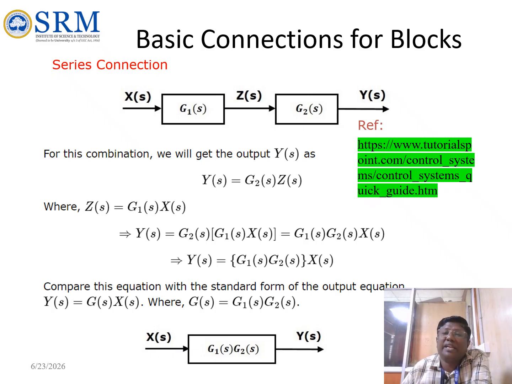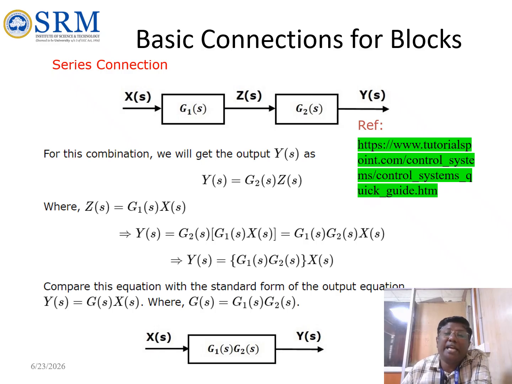The tutorial presentation which I am following is given here. So the combination: y of s is nothing but G2 of s into z of s. You will be getting the output as y of s, where z of s is nothing but x of s into G1 of s. Multiplication of these two will give z of s, and multiplication of these two will give y of s. So by substituting z of s as G1 of s and x of s in this equation, we are substituting here.